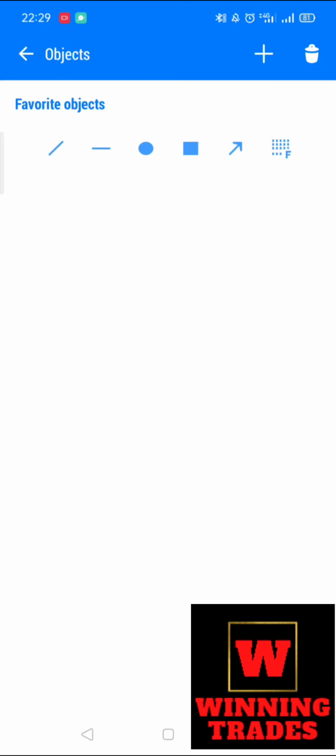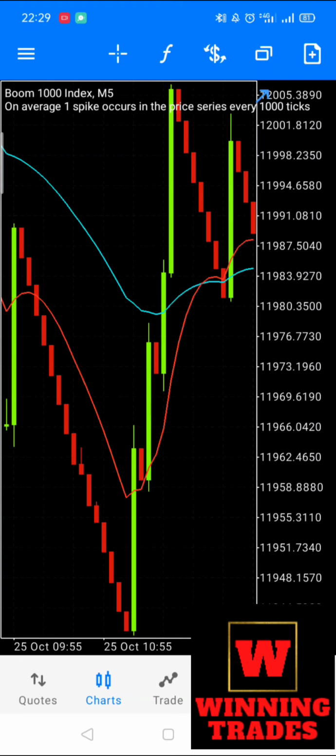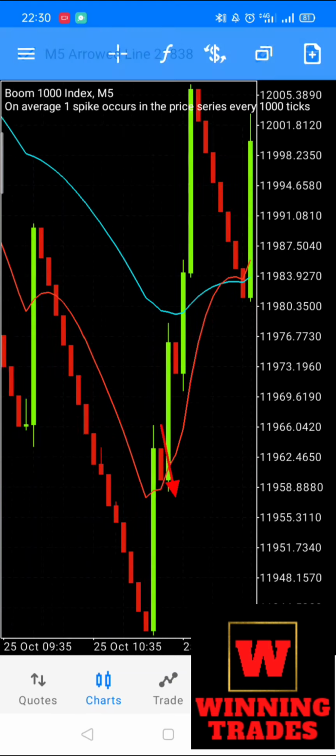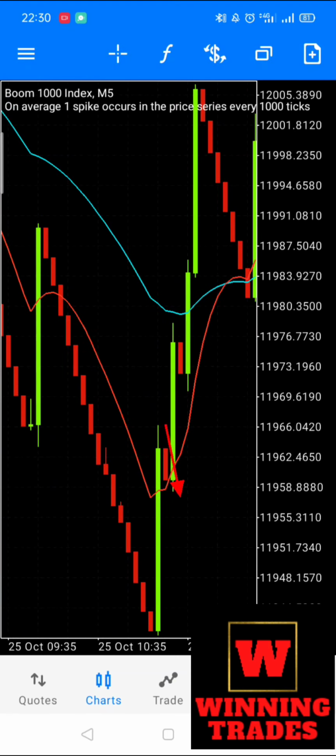Now look at this, you bring out your arrow tool. When it moves, it retraces. Look at this, as small as this move is, it's still playing out, guys. What happened? Once it moved this way, what happened? Price spiked. So what you just do, once it gets up there and begins to do that, you simply pick up this and then put it here. When it comes down to this arrow level, at the arrowhead, you take your buy.